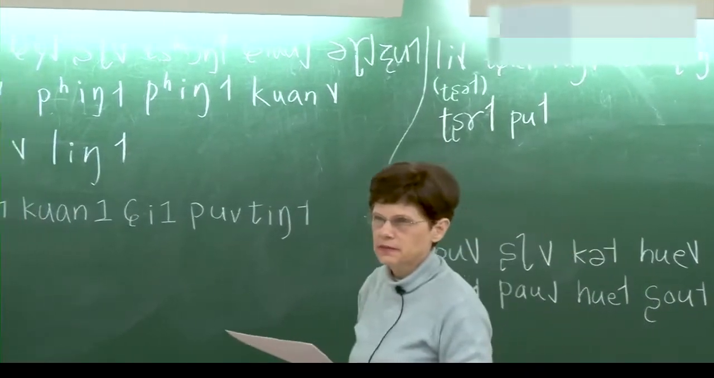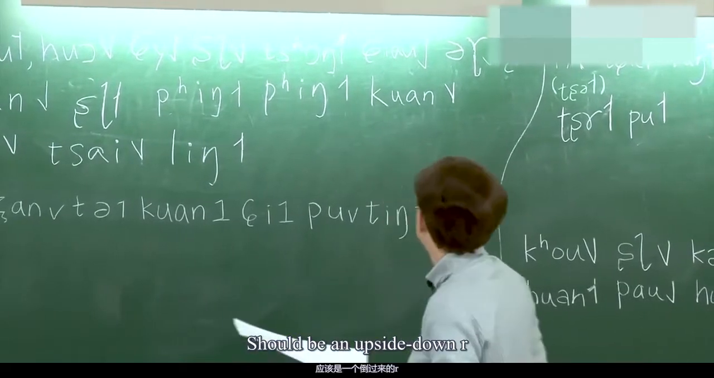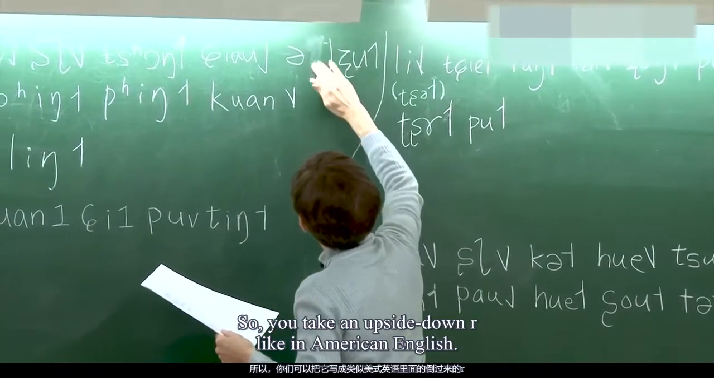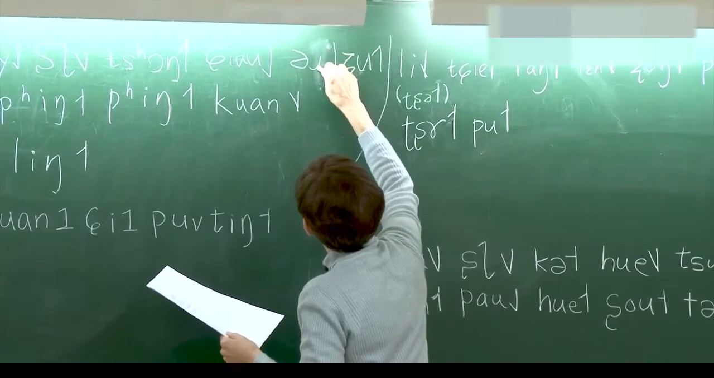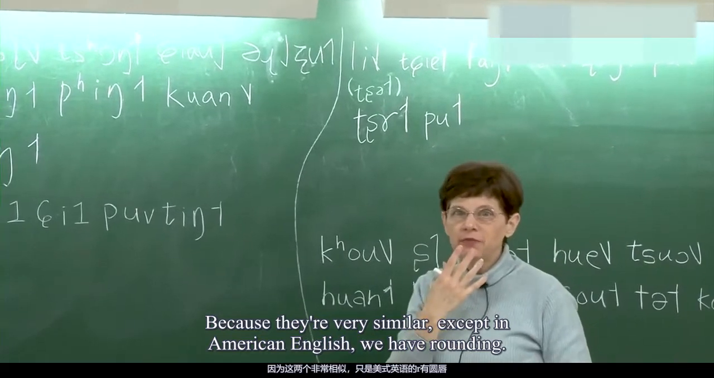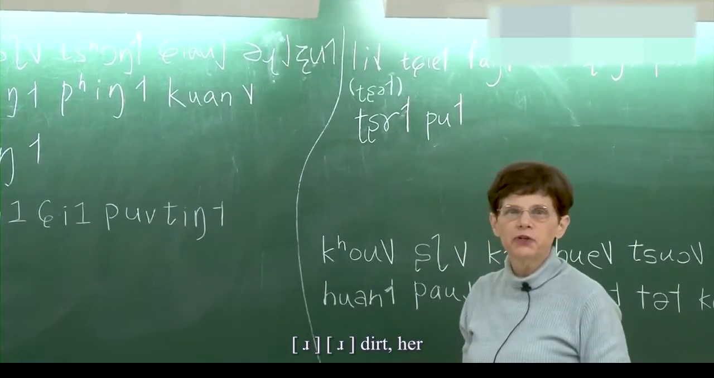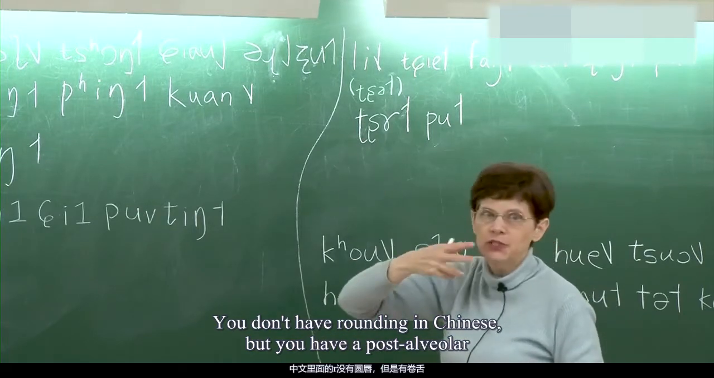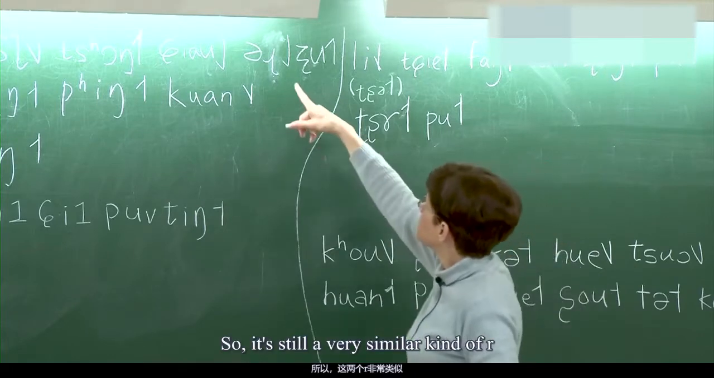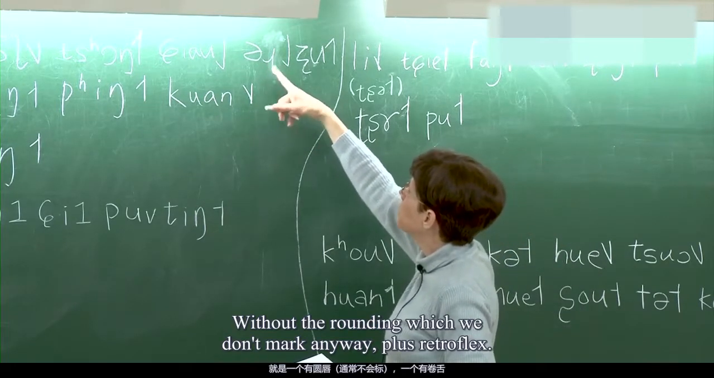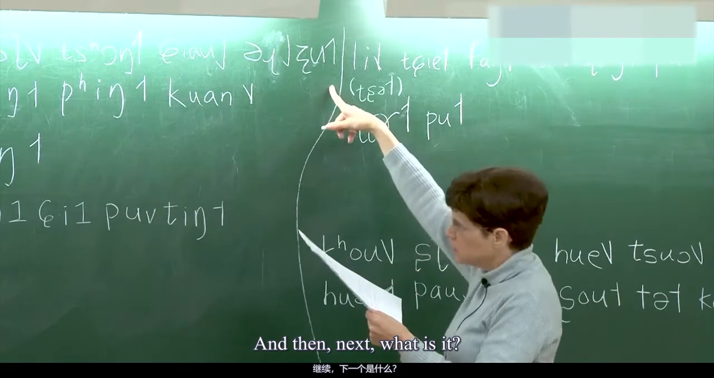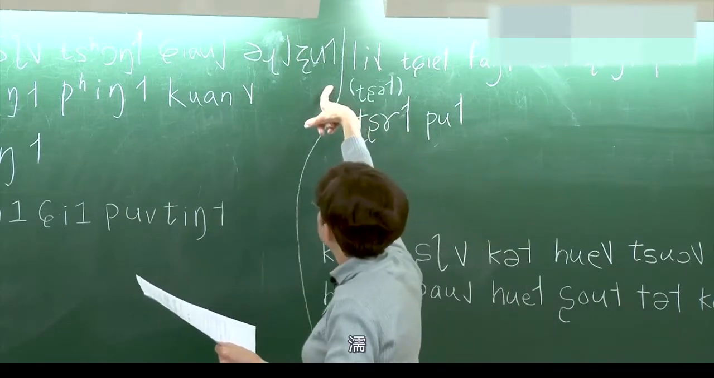Sorry, Jerome? It should be the backward, upside down. Should be an upside down R. This is a different one that they're using here. So you take an upside down R like in American English, and with a retroflex. And then you retroflex it. Because they're very similar, except in American English we have rounding. Dirt, her. You don't have rounding in Chinese, but you have a post-alveolar. Dui. So it's still a very similar kind of R without the rounding, which we don't mark anyway, plus retroflex. And then, next, what is it? Ru. We're going to stop there because the bell rang.